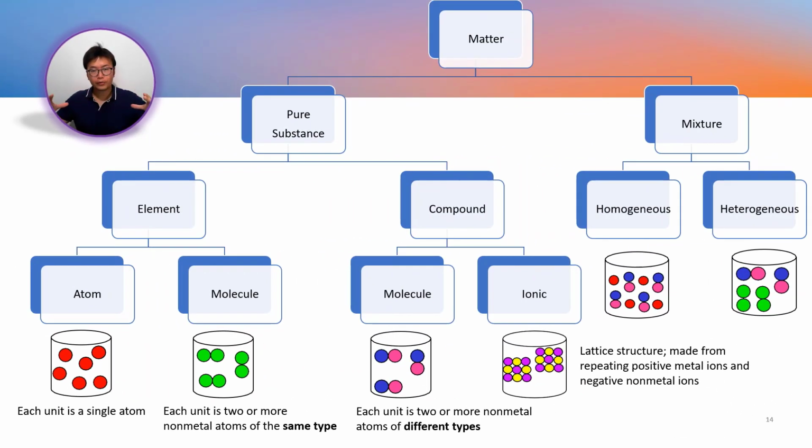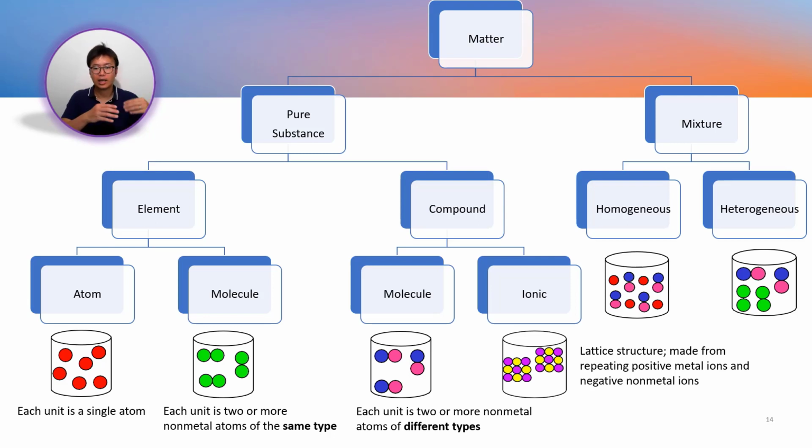Let's take the whole overview again. What have we gone through so far? We talked about matter, which has mass and occupies volume. Then we split that into pure substance and mixture. For mixture, we have homogeneous mixture and heterogeneous mixture. Then for the pure substance, we have elements and compounds. Now we need to go a step, a little bit smaller.